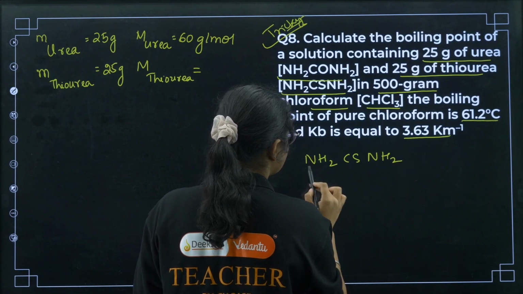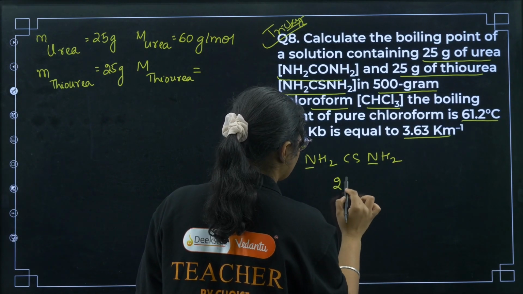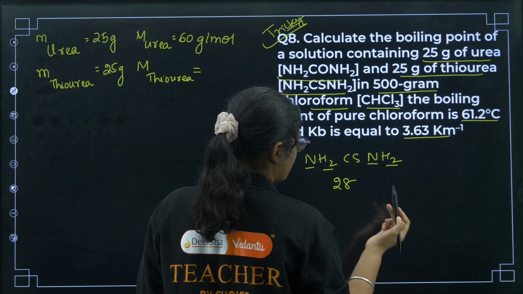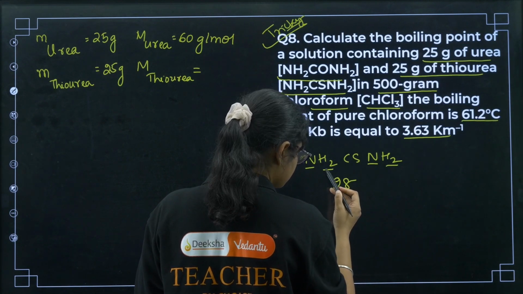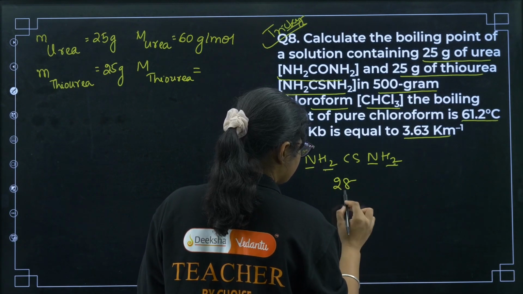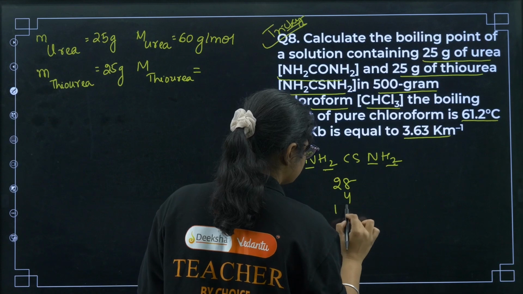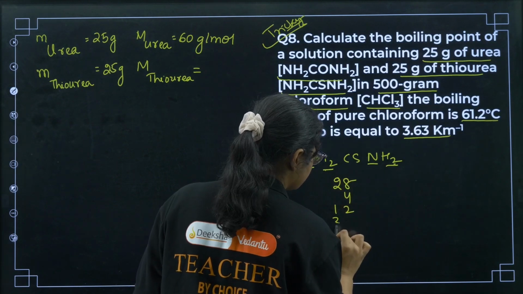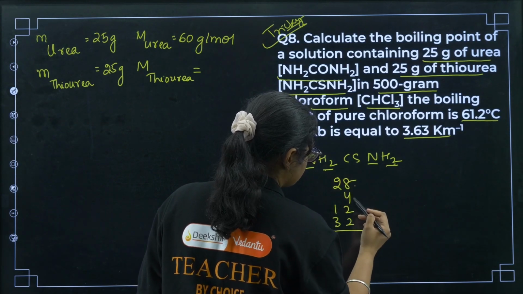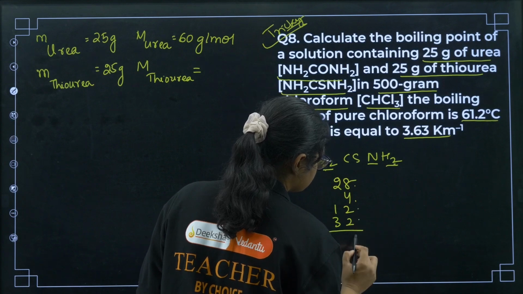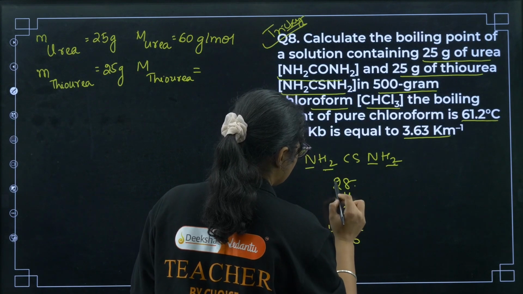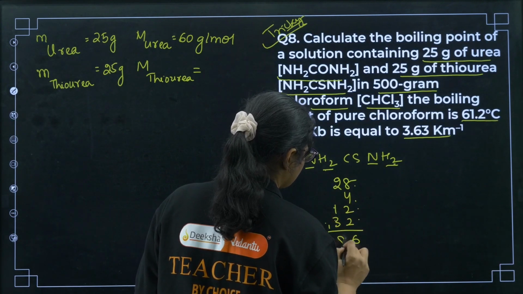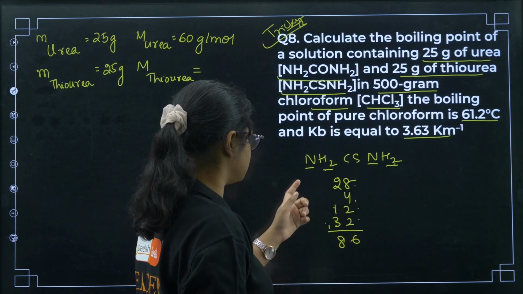Nitrogen, 14 plus 14, 28. Hydrogen, there are 4 hydrogen, right. So 1, 2, 3, 4. Then carbon is 12. Then sulfur is 32. So just check the calculation once again.